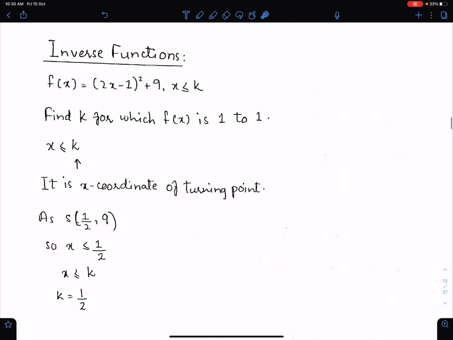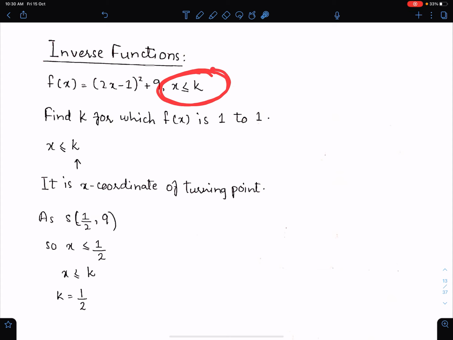Inverse functions. Well, if the question is state the largest value of k for which this function is 1-1, or this function has an inverse. This question usually comes in this way: find the largest value of k for which the function f has an inverse, or you can say f is 1-1. So this is the x coordinate of the turning point.